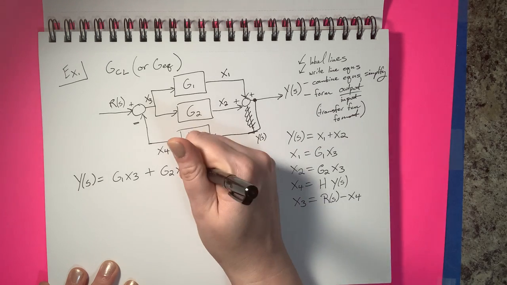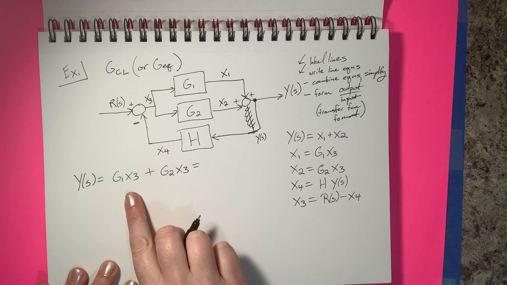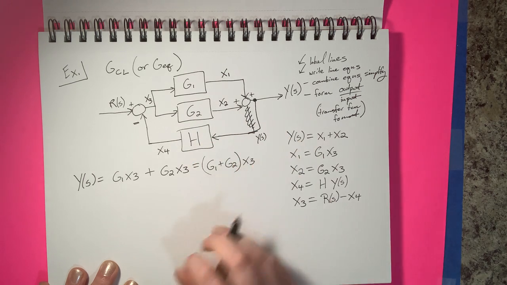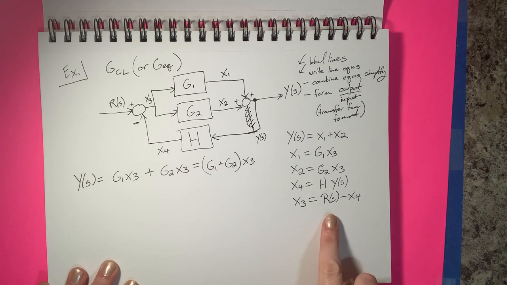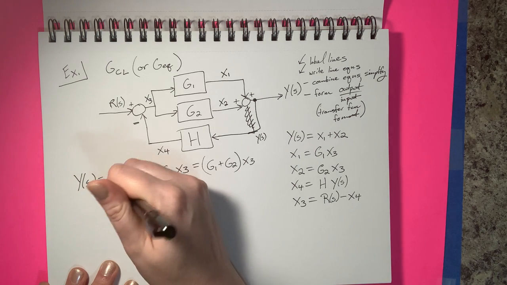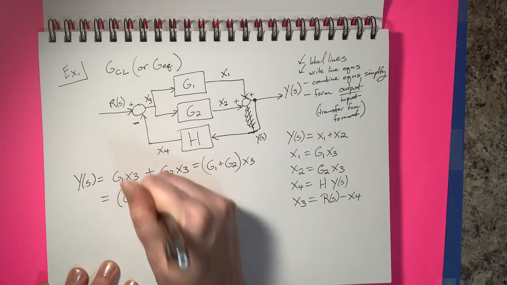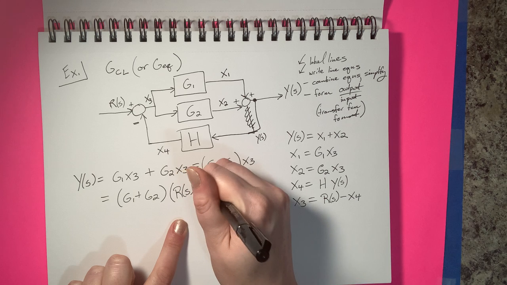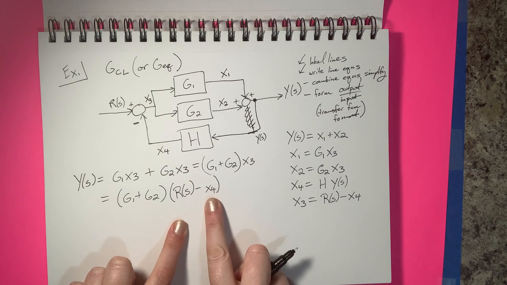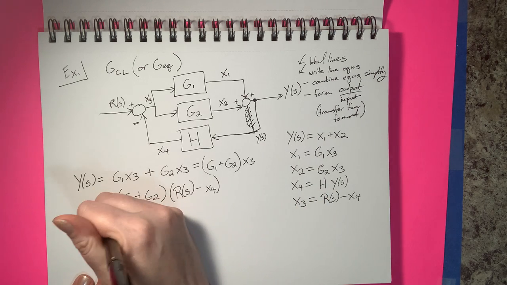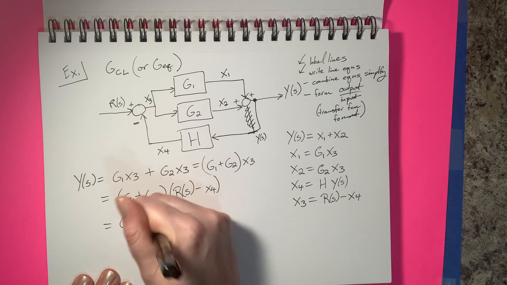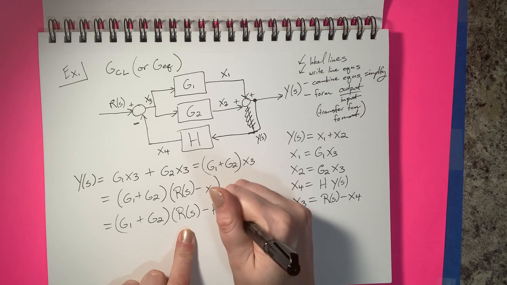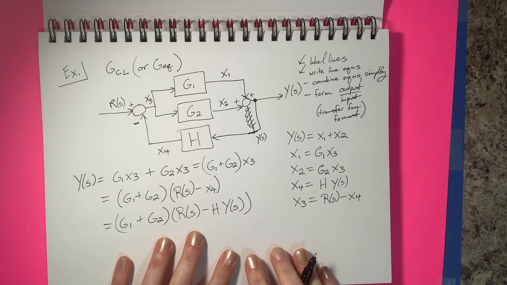All right, at this point, I can stop and simplify, and so I can factor out the x3. So I've got g1 plus g2, and I'm factoring out x3 here. Okay, let's make the substitution for x3. We've got r of s minus x4. So we've still got our g1 plus g2, and then instead of the x3, we're going to have r of s minus x4. All right, the last step is going to be getting rid of this x4, so we want to make our substitution with the equation here. We've got g1 plus g2, and then we've got r of s minus this y of s. Okay, so now I have made all of my substitutions.